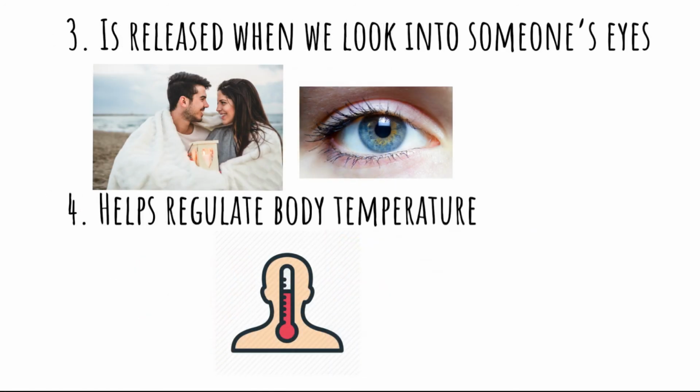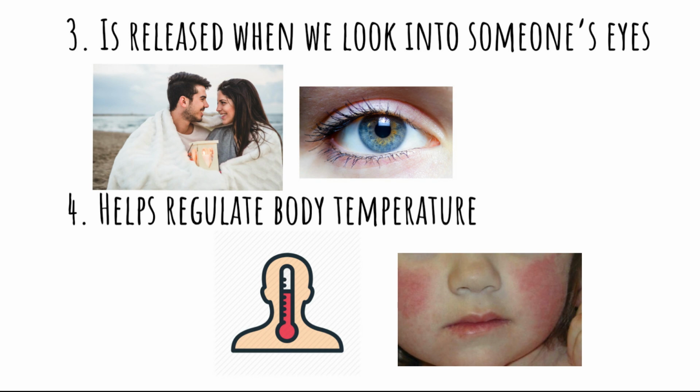Another is that oxytocin is released when we look into someone's eyes, and it helps regulate body temperature by redistributing heat from one place in the body to another. And for example, during sexual activity, cheeks get rosy, and that's because of oxytocin.